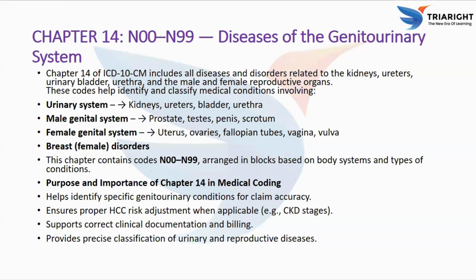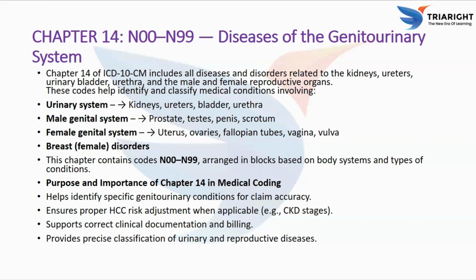So the body systems covered in chapter 14: first, the urinary system. This includes organs that make urine and remove waste from the body. Kidneys filter and produce urine, right? Ureters are the tubes that carry urine from kidneys to bladder. The bladder stores urine, and the urethra carries urine outside the body. So what are examples of common conditions coded in this category? Kidney infection, pyelonephritis, kidney stones, chronic kidney disease, urinary tract infection, and incontinence.